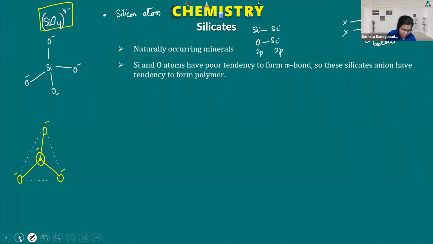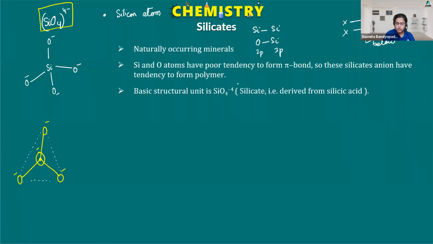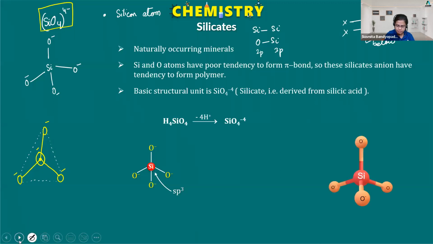How is it? Let's have a look. This is a basic structural unit. This is silicic acid. Remove all the 4 H plus from this. You get SiO4 4 minus. Correct? No doubt it's sp3 hybridized. Did you understand this dot? O minus, O minus, O minus. See, now this dotted line gives you a proper feeling. And this O minus is on the top of the silicon. This O minus is on the top of this silicon. Got my point?